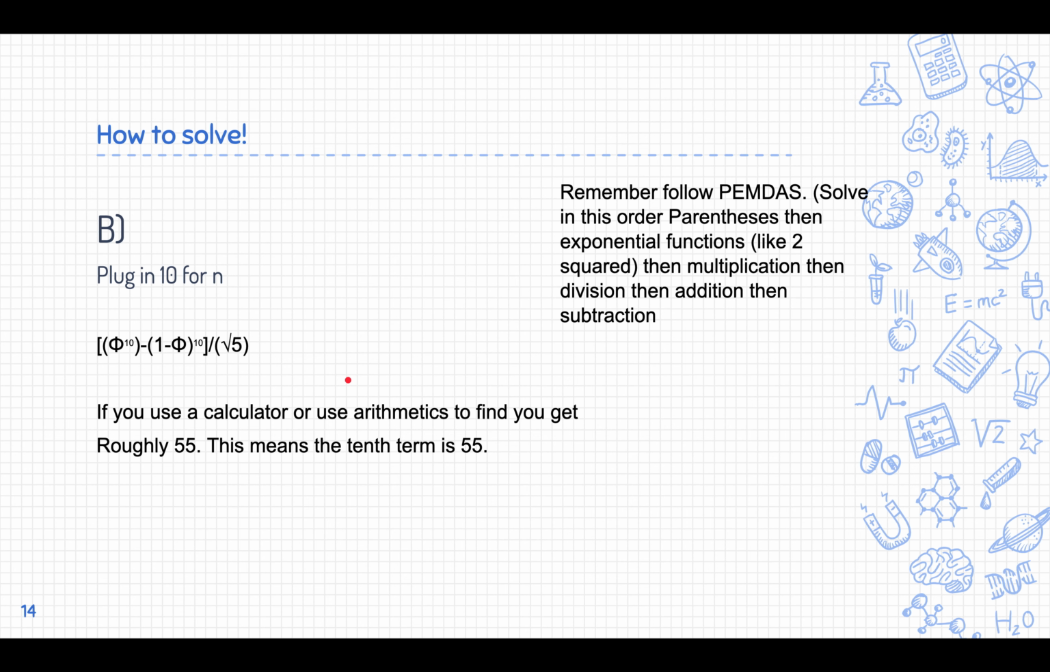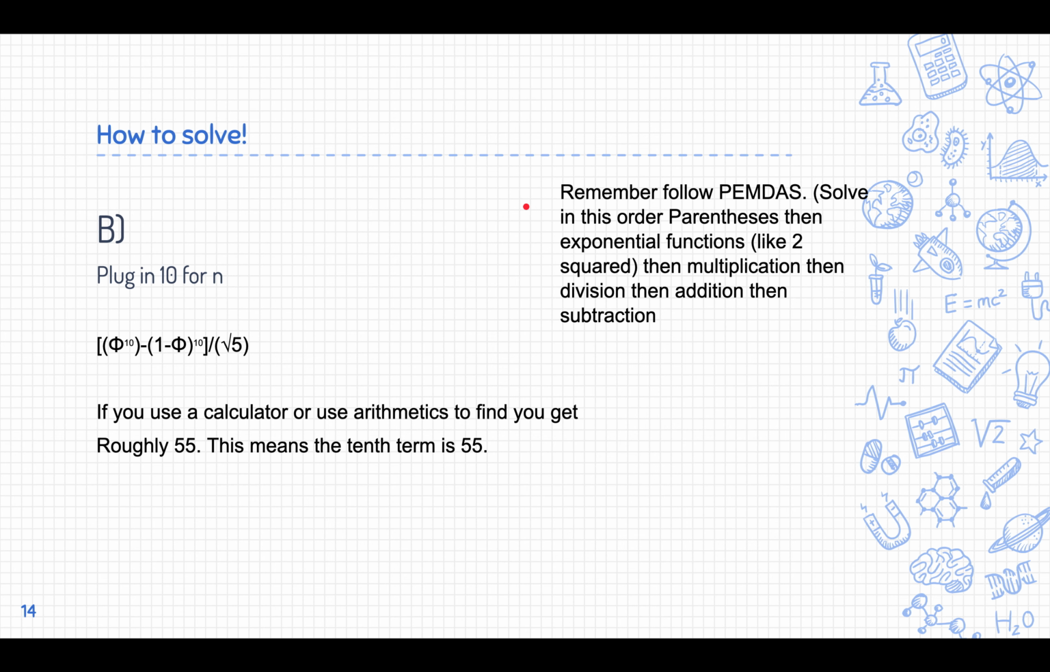But what about the 10th term? It's probably a pain to solve it normally to find a big number like the 10th term. So plug in 10 for n here. Phi to the power of 10 minus 1 minus phi to the power of 10, divided by the square root of 5. If you use a calculator here, you can get roughly 55. You'll probably get something like 54.998, and that's basically 55. So just round it up and you get 55.